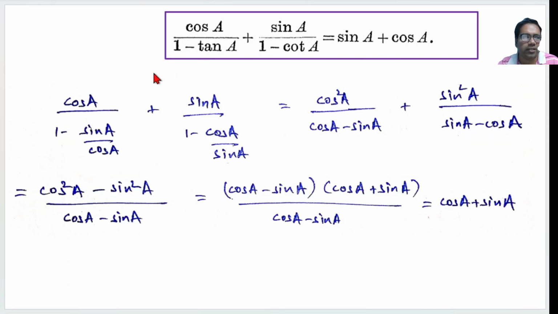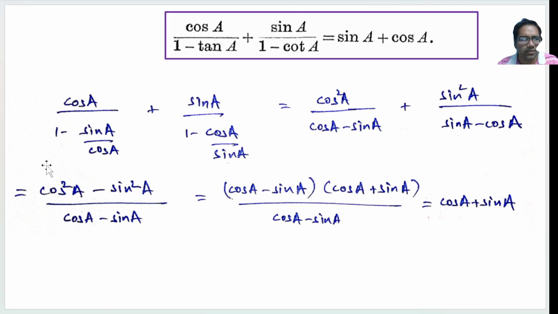Let us do one more. Here we have cos A by 1 minus tan A plus sin A by 1 minus cot A equals sin A plus cos A. We have to convert this tan and cot to sin and cos. Very basic. Let's do that. Cos A by 1 minus sin A by cos A, plus sin A by 1 minus cos A by sin A.